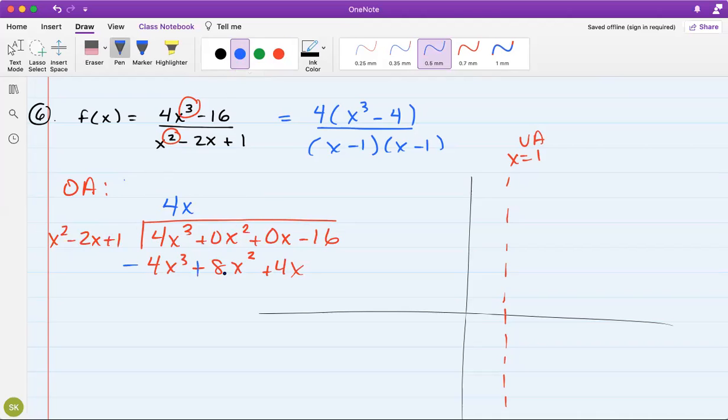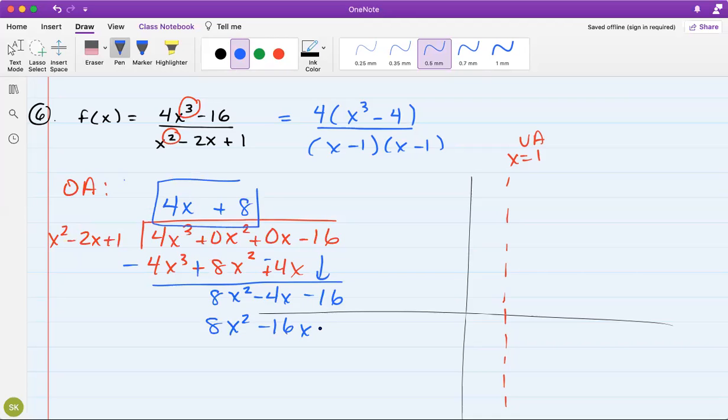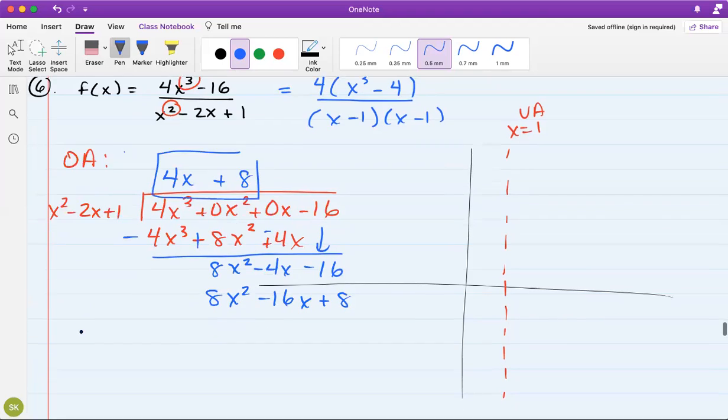Subtract everything. We get 8x squared minus 4x. Pull down this negative 16. And then we're going to add 8 here to get that 8x squared. It doesn't really matter what the rest of the stuff is, because this is what we're looking for. We can continue to write it and then subtract everything. We're going to get a remainder, but I don't care about that. I just care about this piece. So we have y is equal to 4x plus 8.